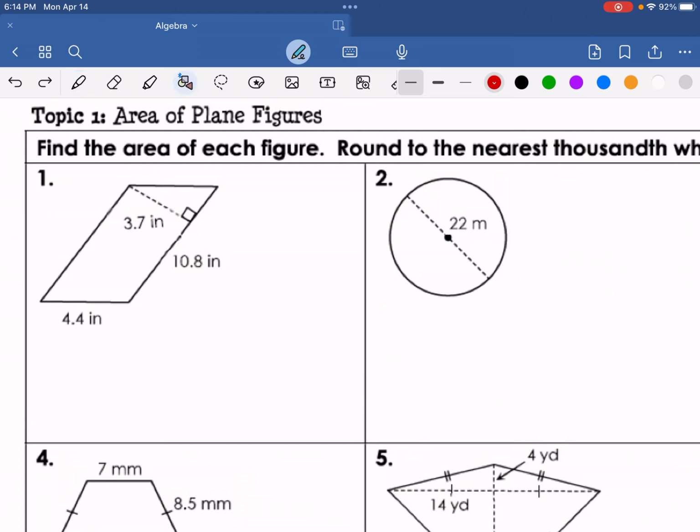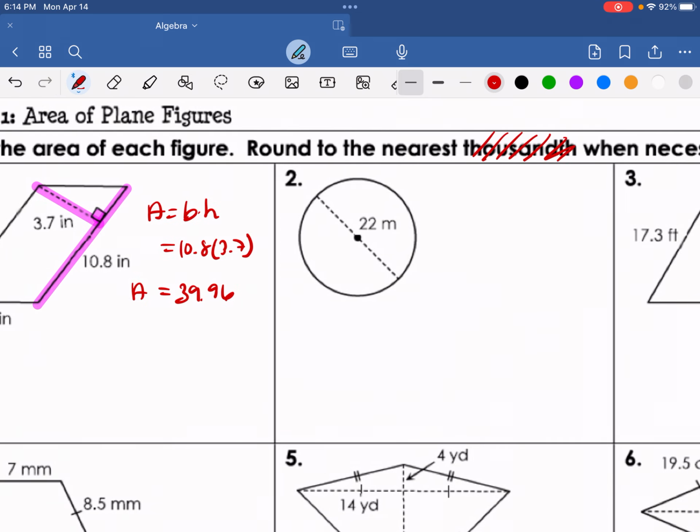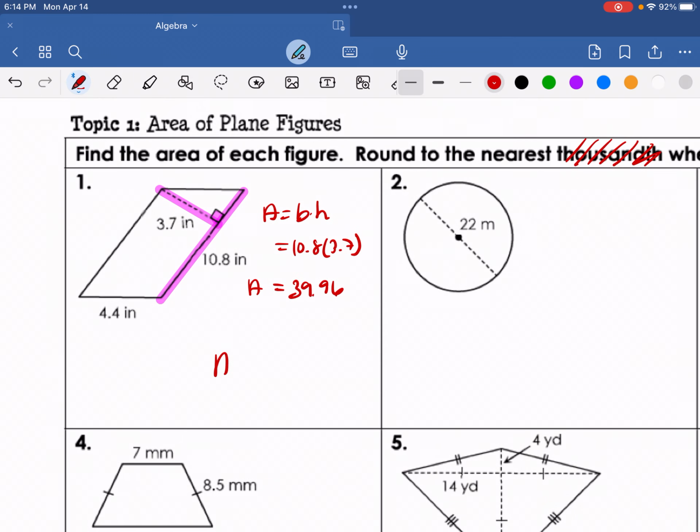When you are doing that, you want to focus on the 90-degree angle, so that'd be here. That means we just care about 3.7 and 10.8. The base would be considered 10.8, so area equals base times height, so that'd be 10.8 times 3.7. And you get 39.96. That's the area. I am going to round to the tens place, not the thousands, just 1 decimal. So my final answer would be 40 inches squared. Plug it into your calculator, and that's what you should get.